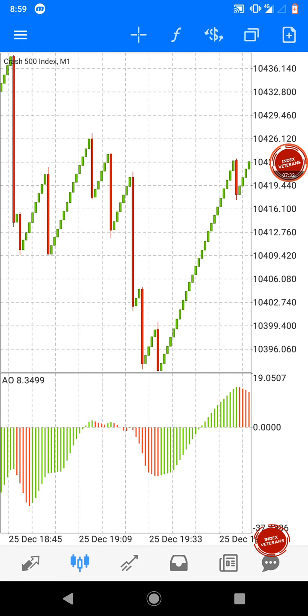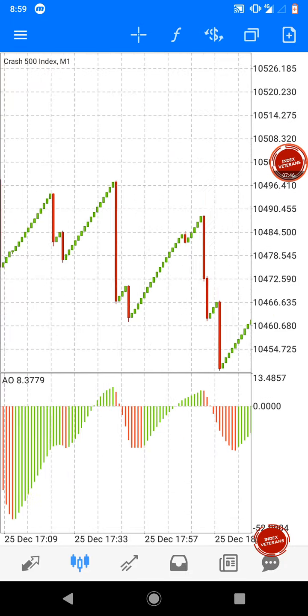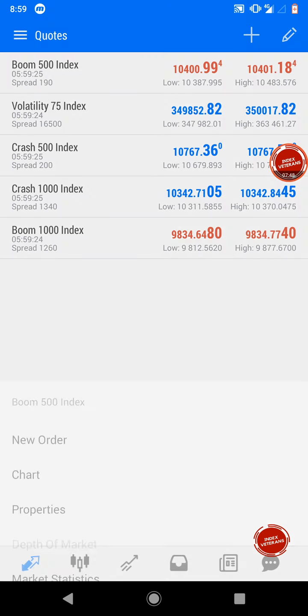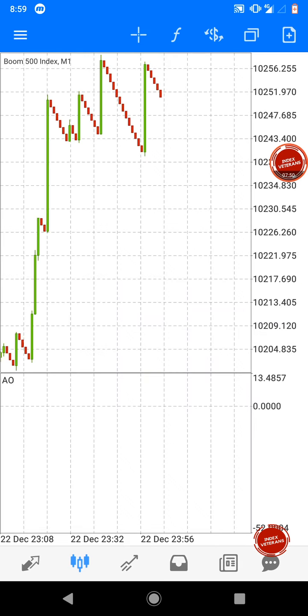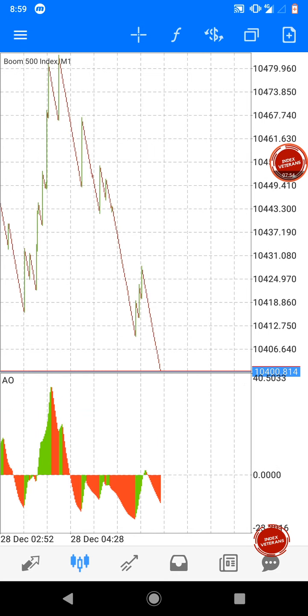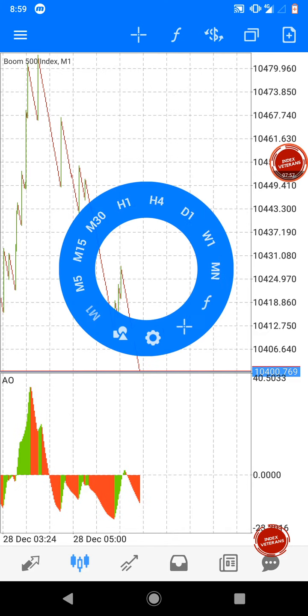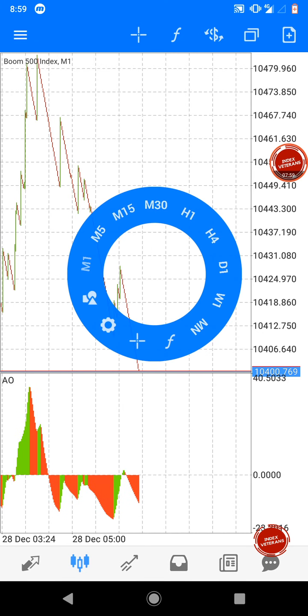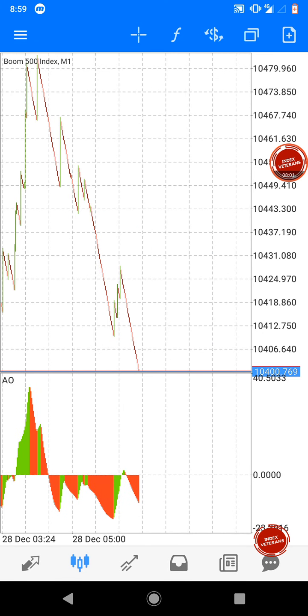You have to be in a downtrend, and the AO has to be crossing from the positive side to the negative side. So that's how you determine the crash. You determine the spikes in the Crash indices, guys. The same goes with the Boom 500 or the Boom 1000. The Boom 1000 has to be in an uptrend, guys. The Boom has to be on an uptrend.